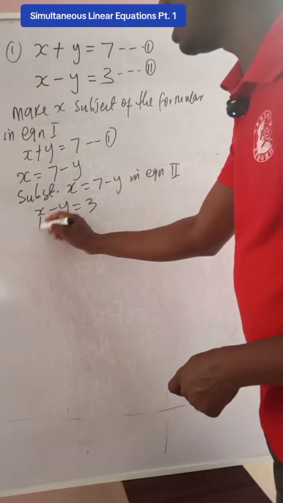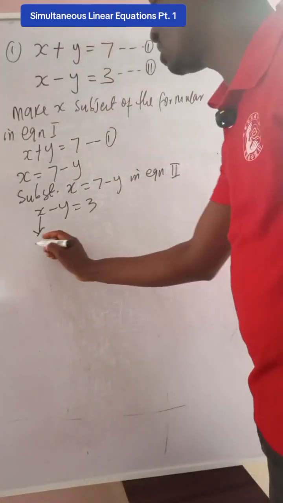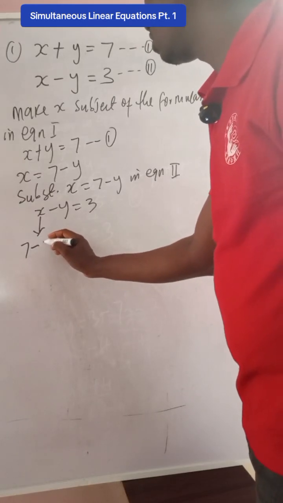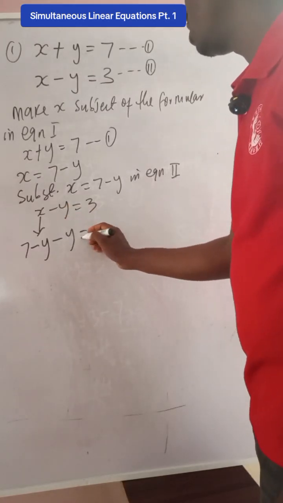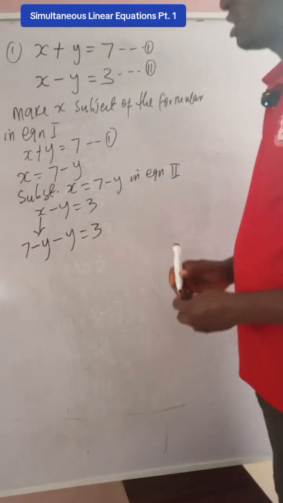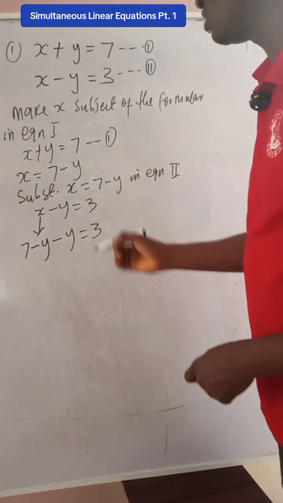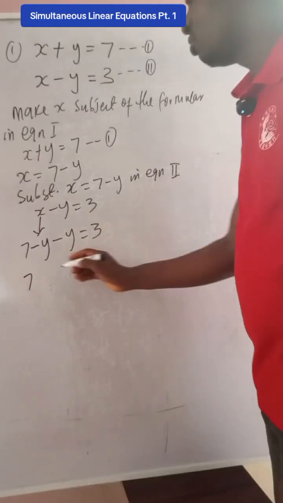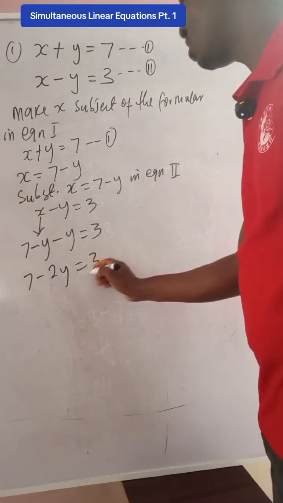So in this case, this is x. We are to replace the x with 7 minus y. So this is 7 minus y. Then we continue here. Minus y is equal to 3. I believe you are following. Please pay attention. So the next thing is to solve this. 7 minus y minus y will give us 7 minus 2y equals to 3.